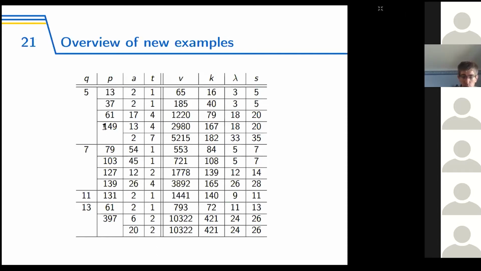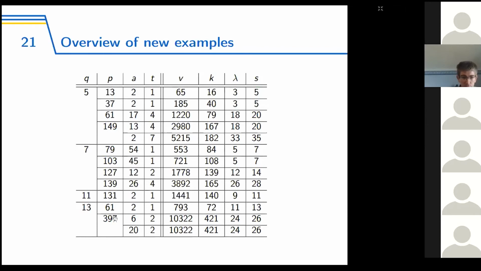In particular, I want to ask your attention for a few particular things. For instance, if you take q=5 and p=149, taking different a's, namely 13 and 2, you find graphs with entirely different parameters, because here you need to take 4 copies because lambda is 18. Here you need to take 7 copies because lambda is 33. So q and p are definitely not enough to determine the number of vertices in the resulting graph, because this number a has clearly an influence on it.